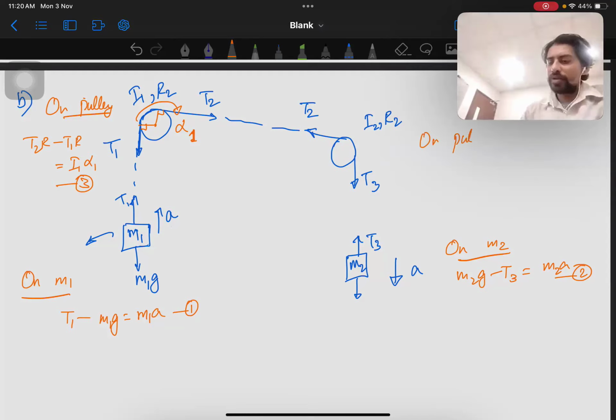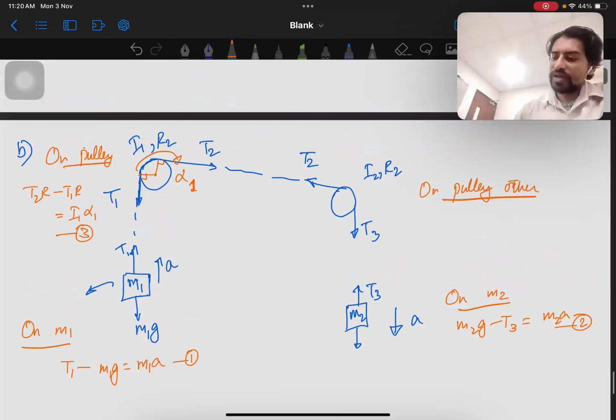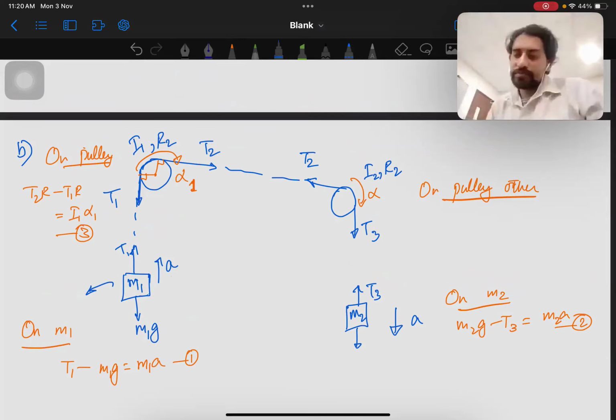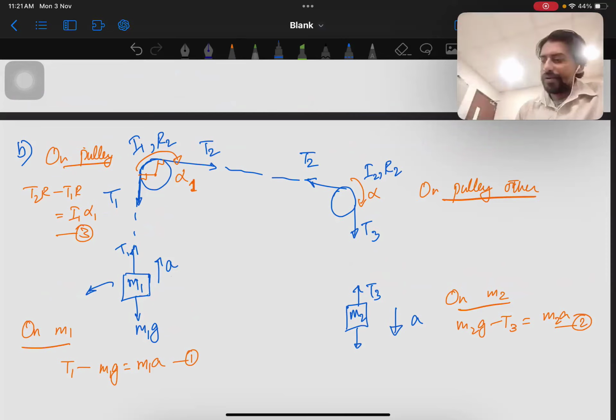Similarly, on the other pulley, what can we write over here? The angular acceleration will be such that it will be in this way. Because that M2 is moving down, right? So the right pulley must rotate this way, clockwise. And let's write a different alpha, alpha 2. So it becomes how much? The torque due to the tension T3 minus the torque due to T2 is equal to the moment of inertia I2 multiplied by alpha 2. This becomes equation number 4.